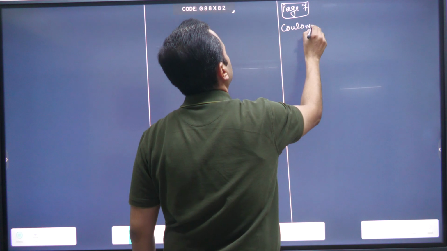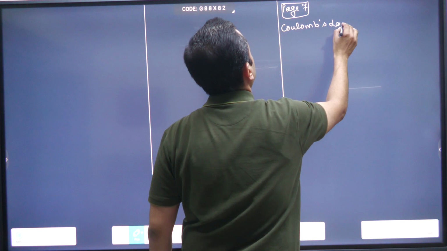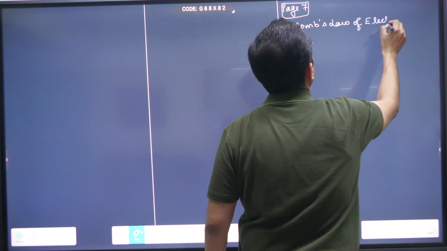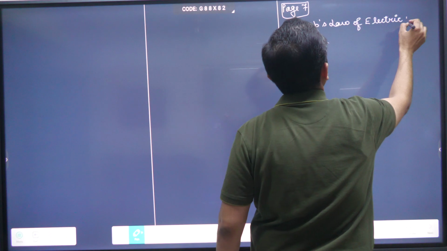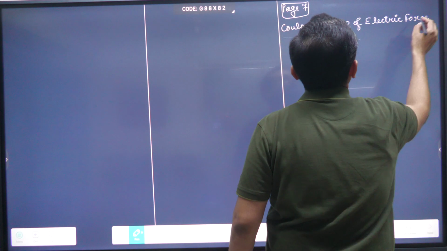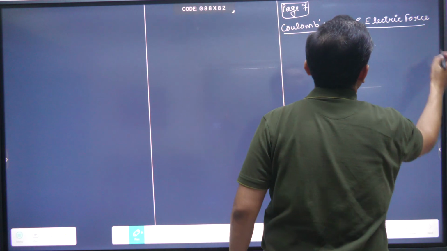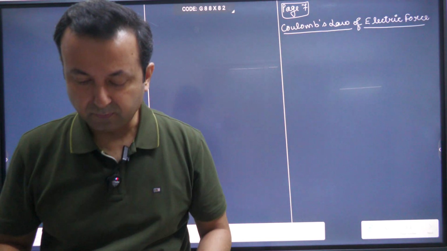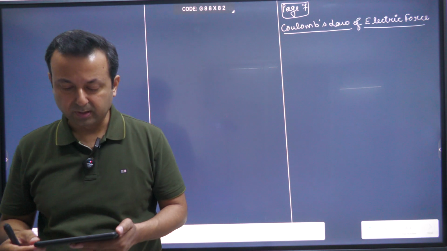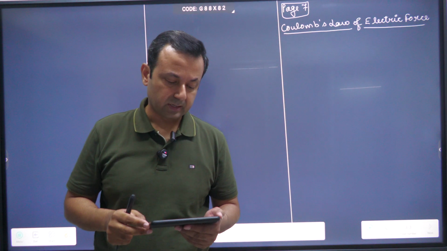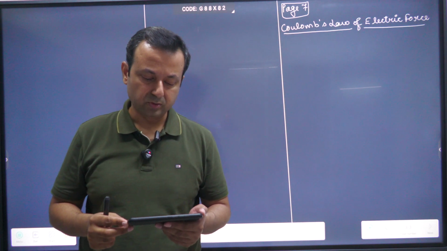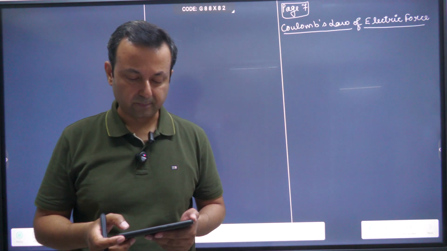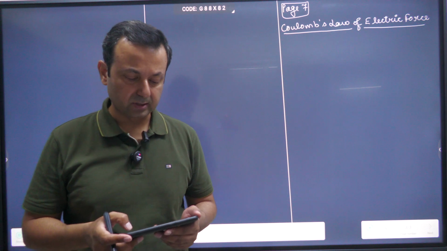Coulomb's law of electric force. So Coulomb's law states that the force of attraction or repulsion between two stationary point charges is, first, directly proportional to the product of the magnitudes of the two charges, and second, inversely proportional to the square of the distance between them. This force acts along the line joining the two charges.